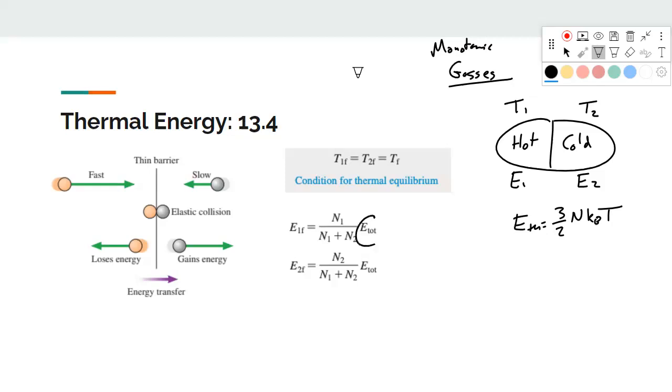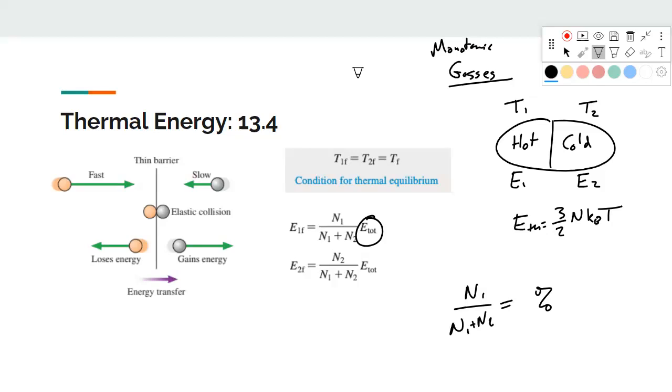So you find the total thermal energy, the sum of the two subsystems' thermal energies, and then you give a proportional amount of energy to each one. That'll be the final state. So how much energy does this hot side eventually end up with? Well, it's just based on what percentage of the total molecules it has, right? So N1 over N1 plus N2, it's just like a percent of the total molecules in system 1. And similarly for system 2.